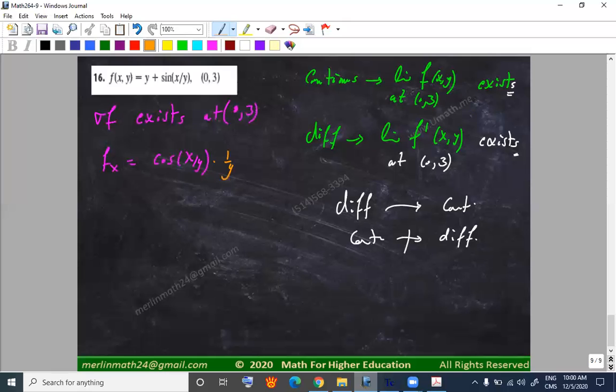Okay, let's do now fy. Deriving with respect to y, this is a 1. Right. Okay, deriving sine again is cos, but for the x, it is no x at the bottom. Let me make it clear. Deriving y is y prime. Deriving 1 over y is minus 1 over y squared.